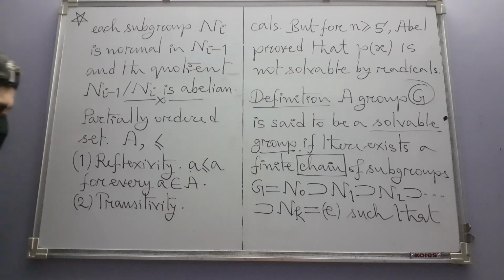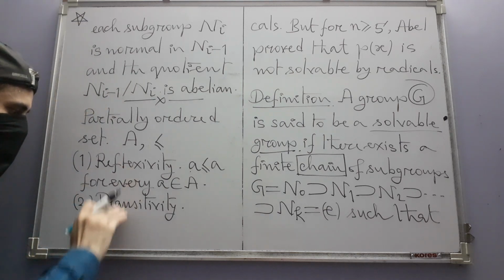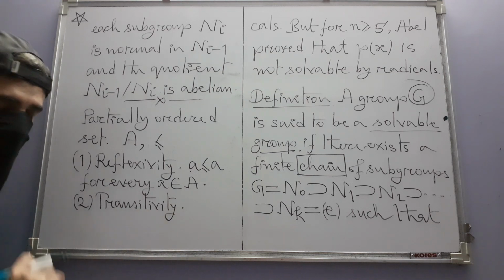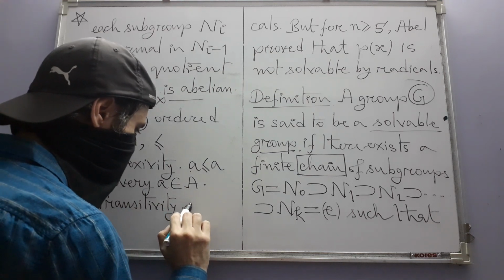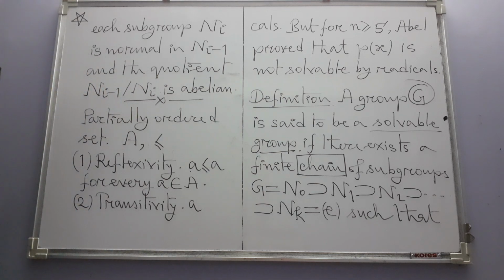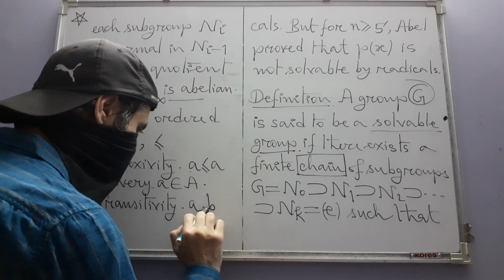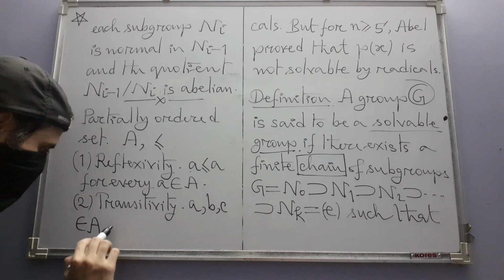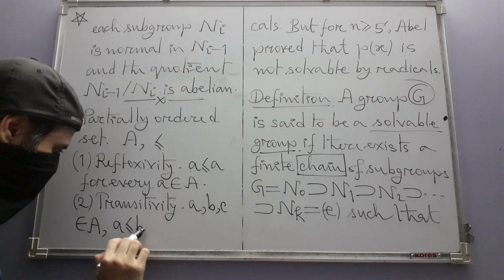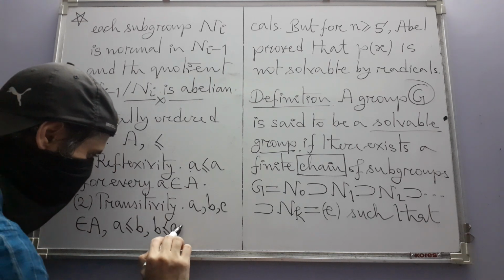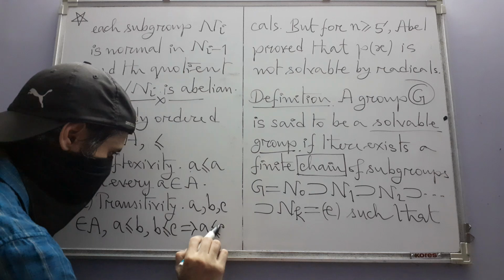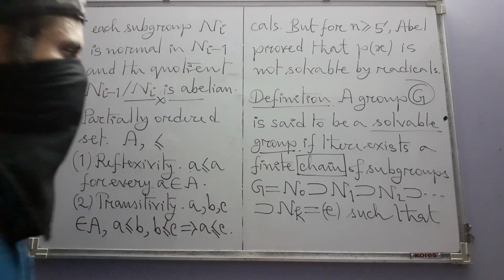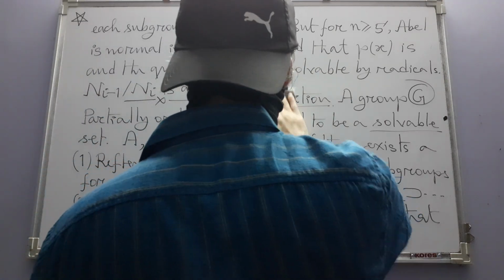Number two, transitivity. There is in fact no strict order in which you should write down these things. I am just simply writing the ones which are familiar to us. If A, B and C are three elements of A and A is related to B and B is related to C, then A is related to C. So that is your usual transitivity. And there is another one which is not symmetry but antisymmetry.